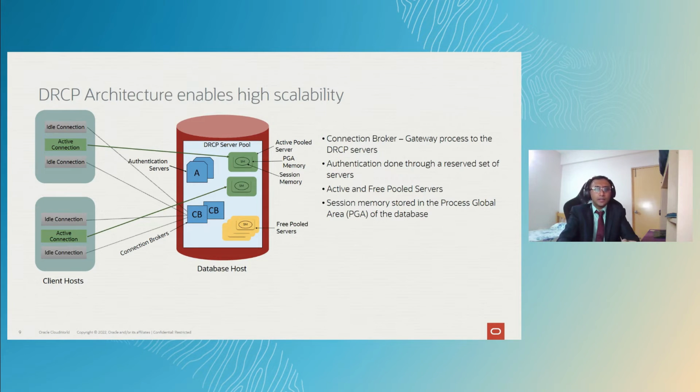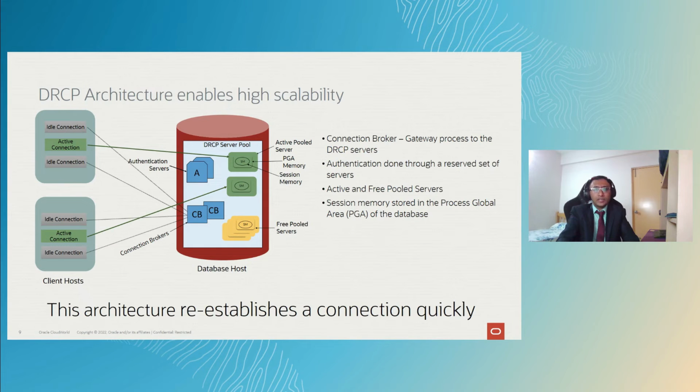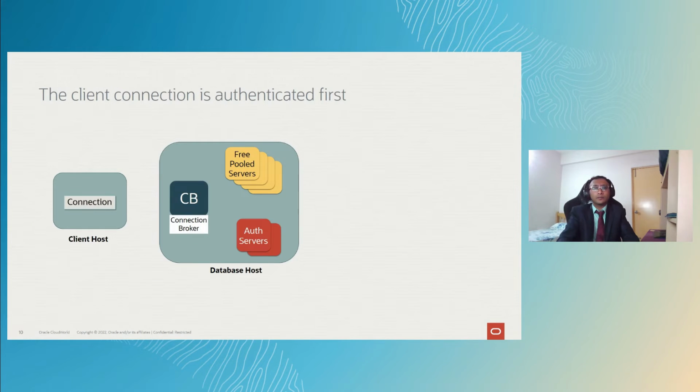Also, in the case of DRCP, the session memory is stored in the program global area of the database, which is physically private to the process. You can contrast this with shared servers, where the session memory was stored in the SGA. This particular implementation will enable the client to reestablish a connection quickly when any database activity is required.